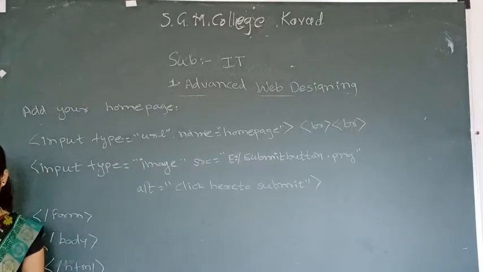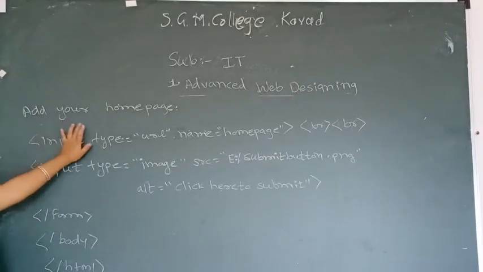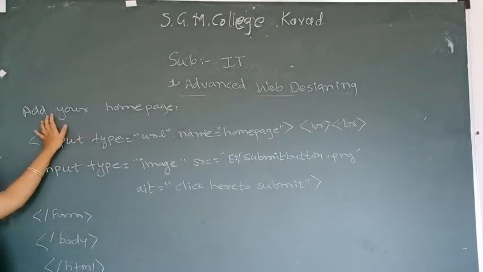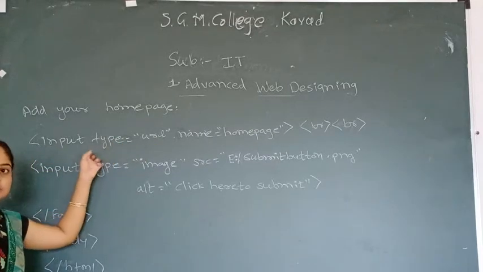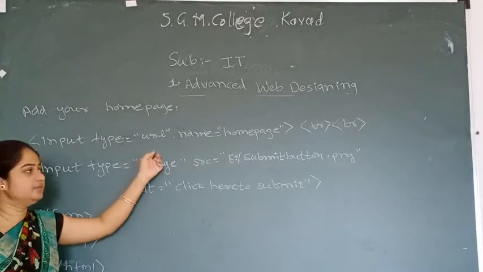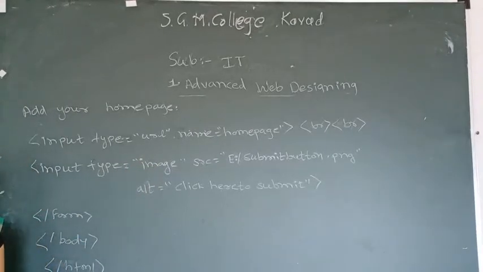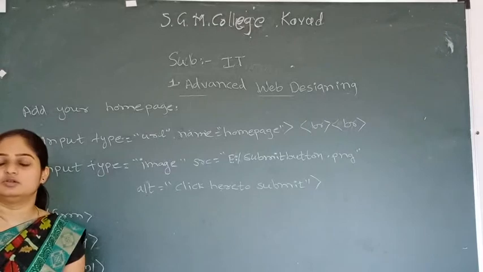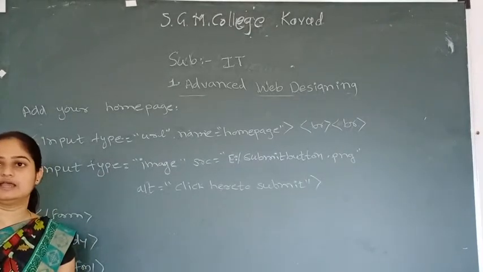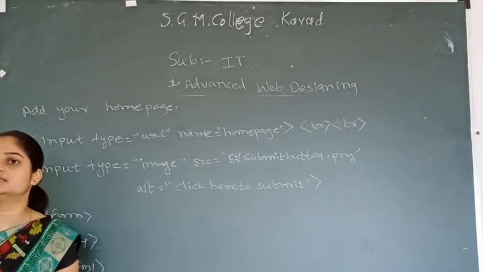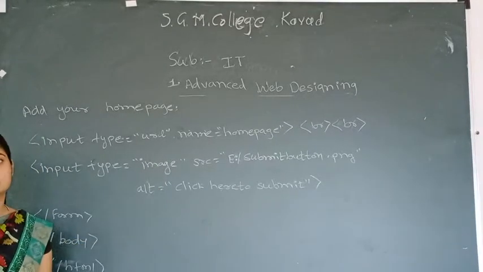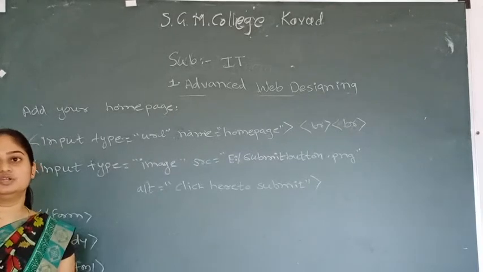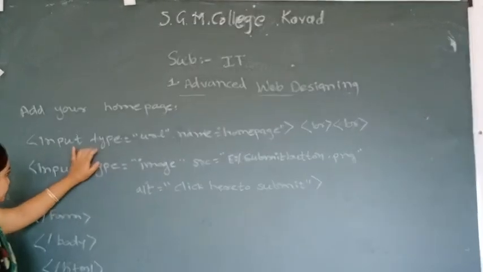We will see the remaining program, that is add your home page. You have displayed the sentence add your home page. Then here we can use URL input tag. URL means uniform resource locator, and it is used to specify an address on the worldwide web. Here name equal to home page. The home page address we will give in that program.